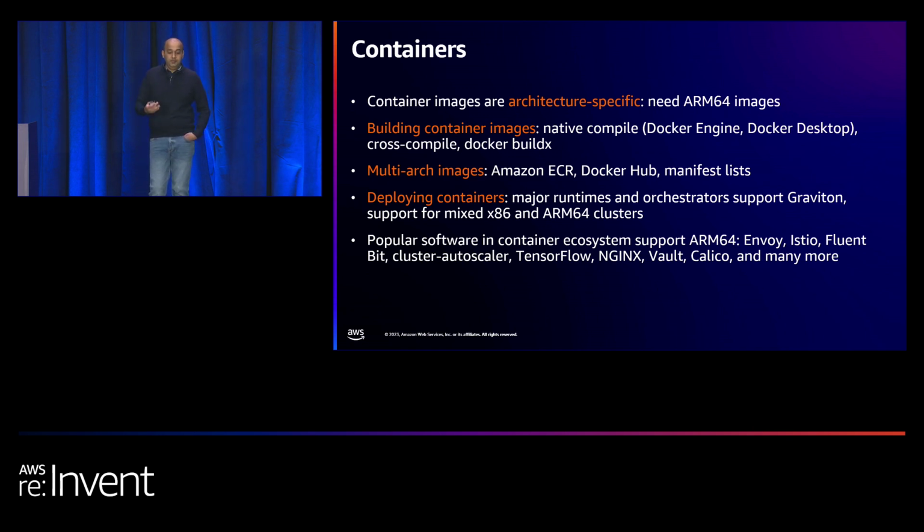And then developers also have the option of building their own images, and that can be done through either native compilation, cross-compilation, or Docker buildx. One thing to note here is with the multi-architecture support with the various registries, this means that through manifests, the right image is automatically deployed based on the host architecture. So that makes your life really easy when it comes to deploying containerized workloads.